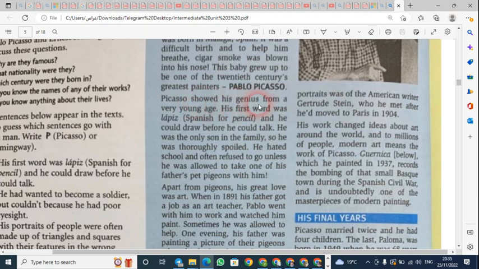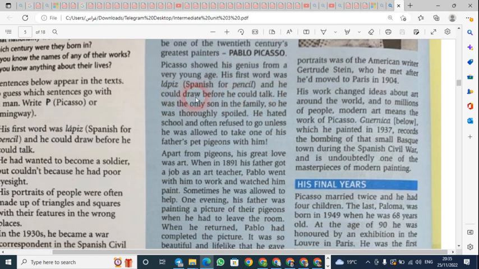Picasso showed his genius from a very young age. His first word was lápiz, which is Spanish for pencil, and he could draw before he could talk. He was the only son in the family, so he was thoroughly spoiled. He hated school and often refused to go unless he was allowed to take one of his father's pet pigeons with him.